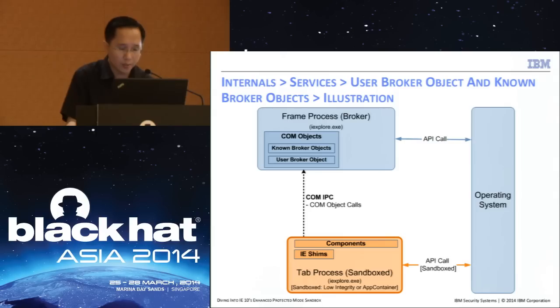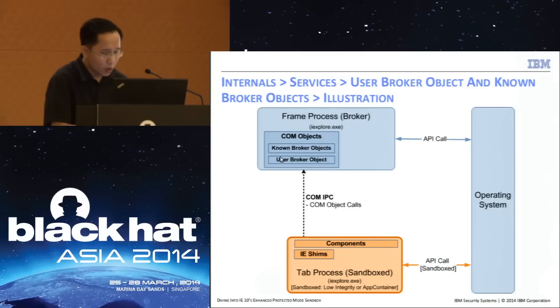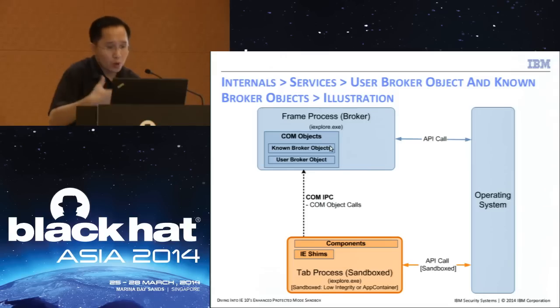So this is the illustration of the user broker object and the known broker objects. The user broker object exposes services that are mostly used to run elevated processes or COM servers. It is also used to instantiate the known broker objects. Known broker objects, on the other hand, expose additional and miscellaneous services to the sandbox code. And the services exposed by these COM objects are callable via the COM IPC.